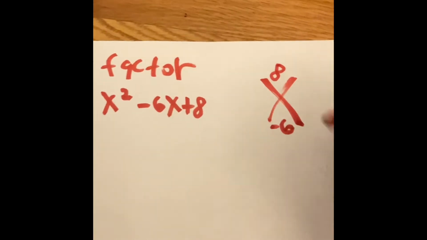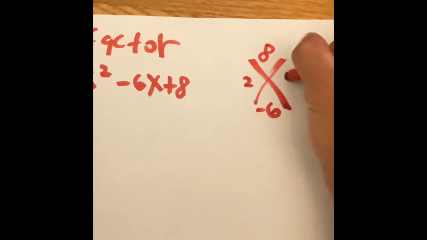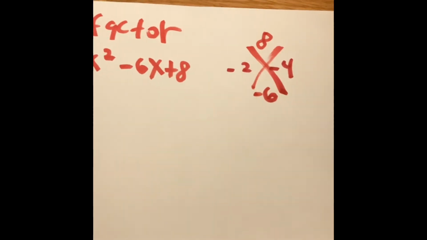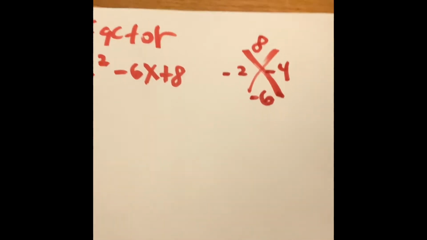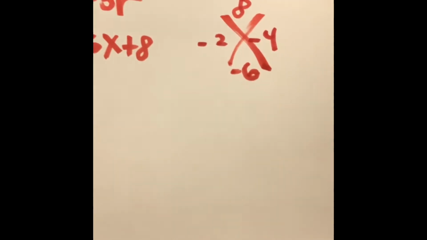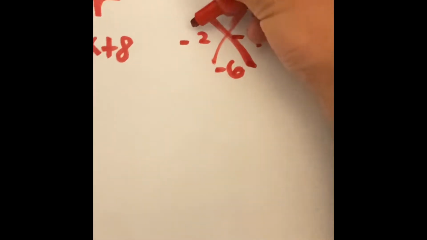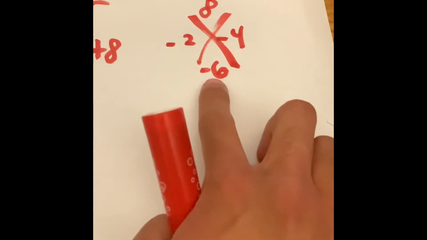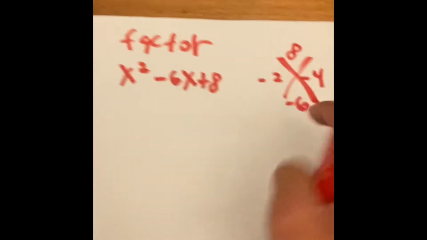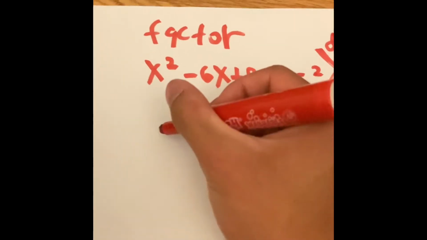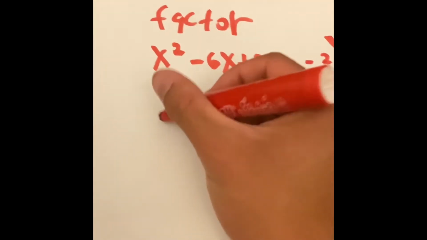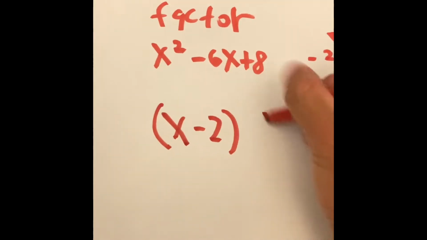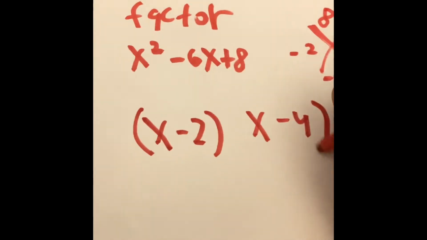Well, what we could do is 2 and 4 multiplied to get 8. But negative 2 and negative 4 also multiply into 8, because a negative times a negative is a positive. Not only that, negative 2 and negative 4 will be added into negative 6. So our new expression is x minus 2, parentheses, and x minus 4, parentheses.